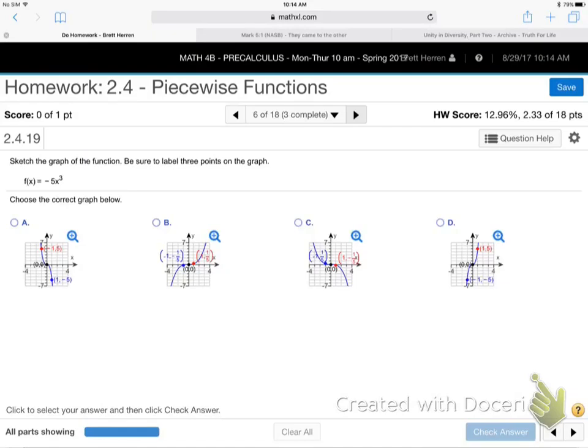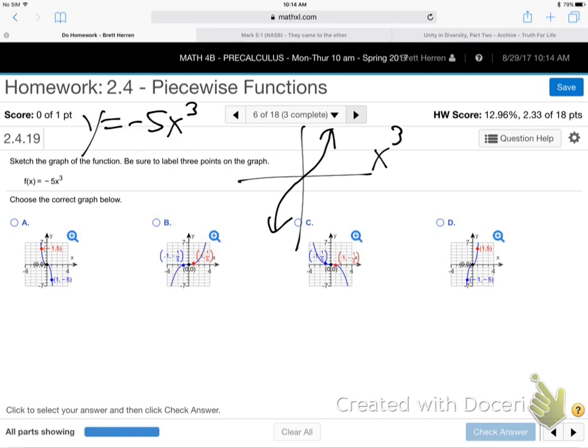Okay. So now we've got y equals minus 5x cubed. So as soon as we see x to the third power, we think of the snake. So let me just do a really brief. What we're going to do Thursday is we look at that and we go, okay, I'm thinking of the snake because that's what x cubed is. But what is that minus 5 in the front going to do to the snake? Is it going to flip it?